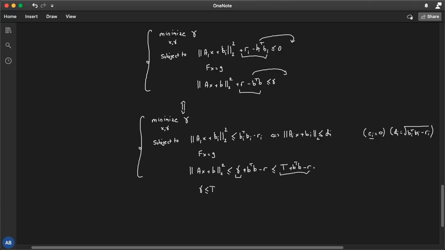So now, since this guy is a constant, I'm going to do the same thing as here. I don't have a C transpose X and I don't have a C gamma over here, so my C is 0, and my D is the square root of t plus b transpose b minus r. Now you've got an SOCP. As simple as that. How does it look like?